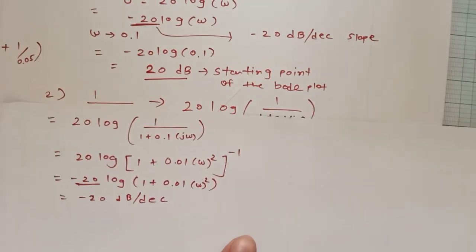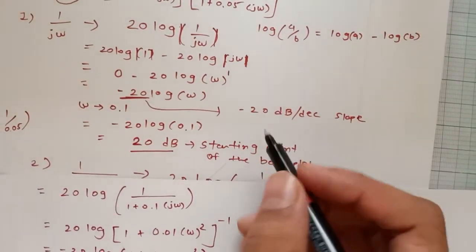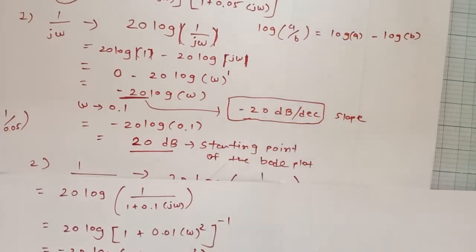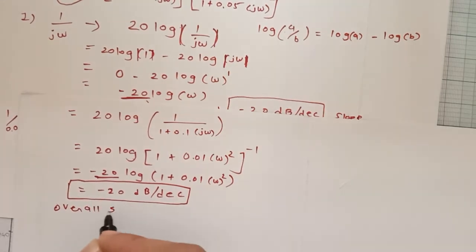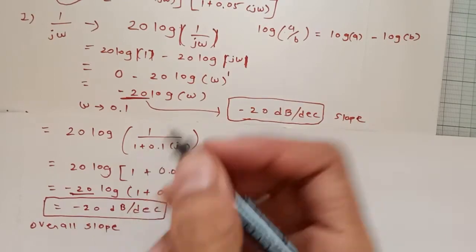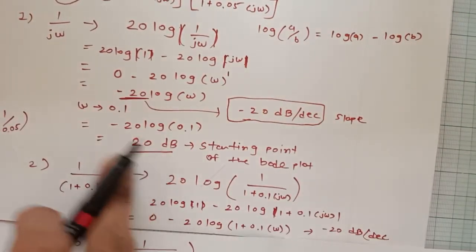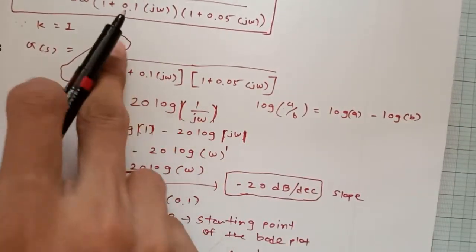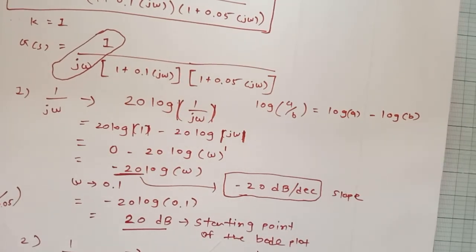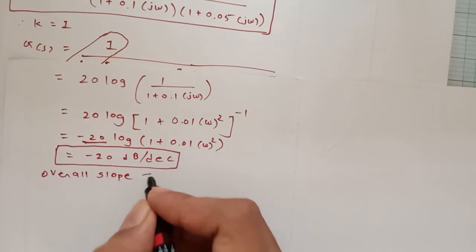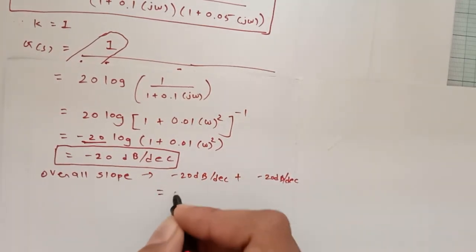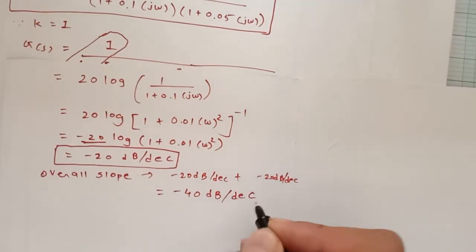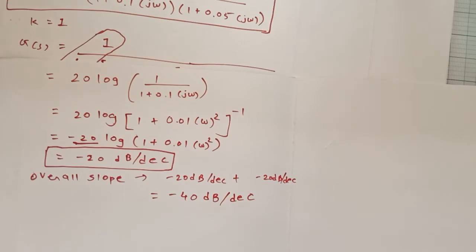Now you can see that from the above graph we get minus 20 dB per decade, and the other one that we get is also minus 20 dB per decade. It means the overall slope is an addition of these two, from 1 upon j omega and this equation. The overall slope that we get is minus 20 dB per decade plus minus 20 dB per decade, and that is minus 40 dB per decade. Now draw this slope on the Bode plot.